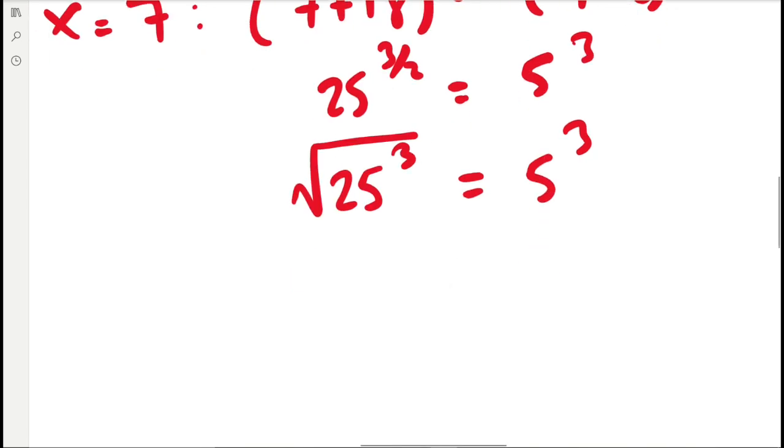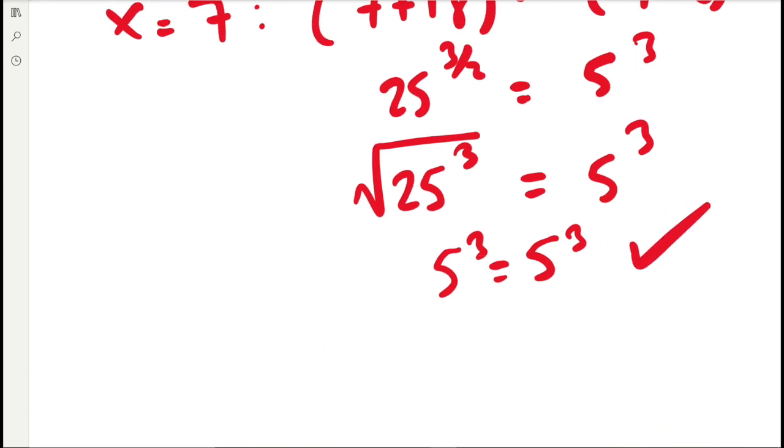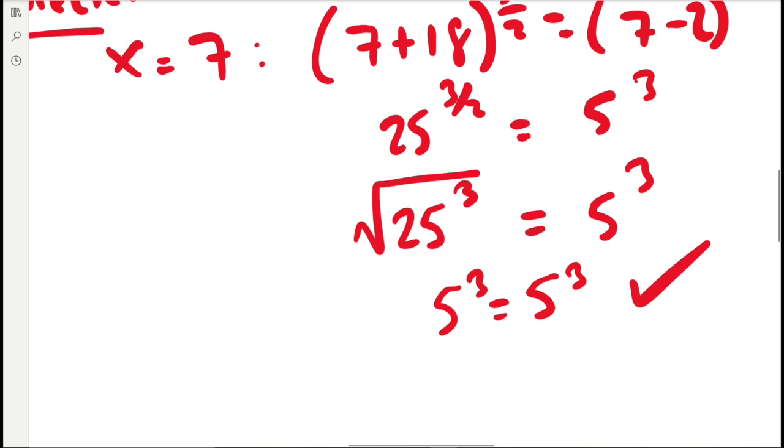Well, what's the square root of 25? The square root of 25 is 5. So this becomes 5 to the third. And this is the same thing as 5 to the third. So we don't even have to go further. We know that it's true. So x equals 7 checks out.